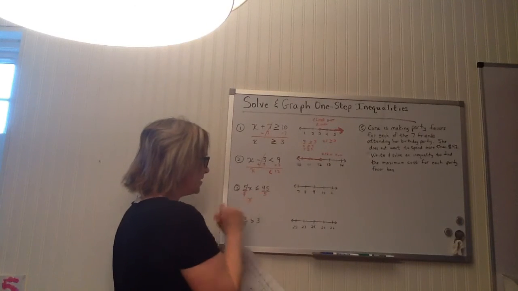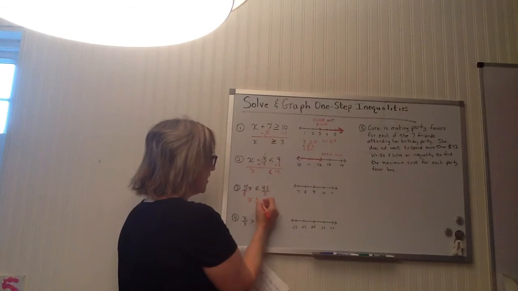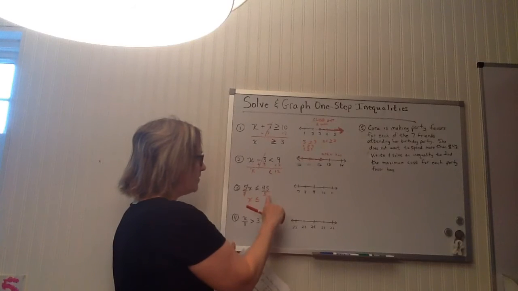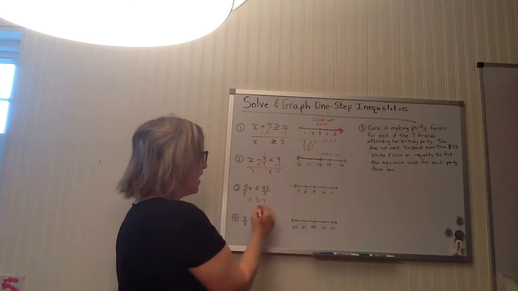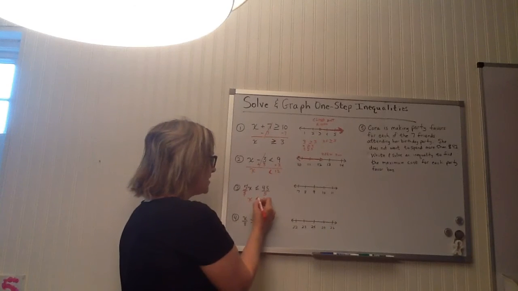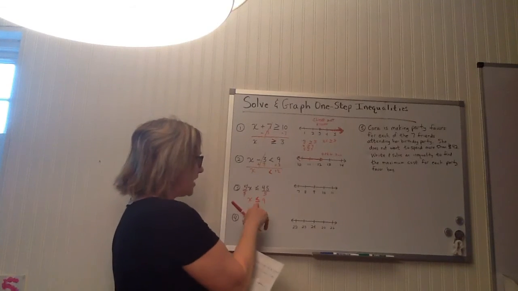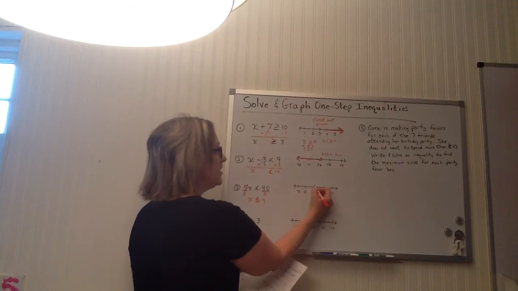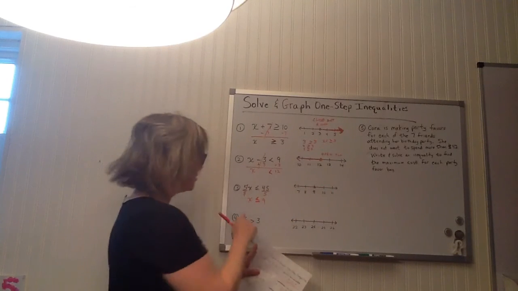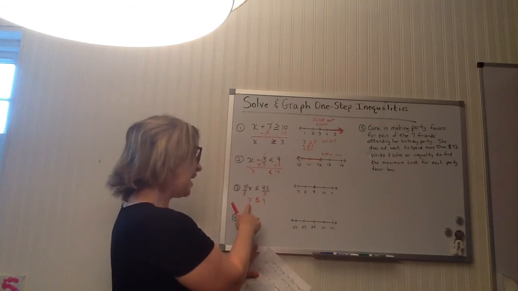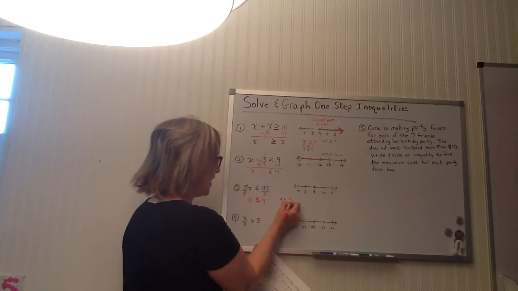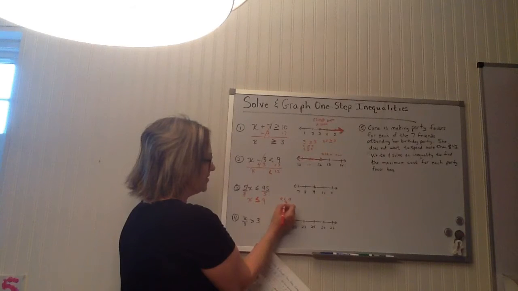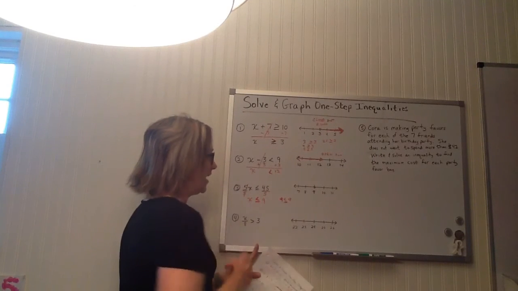That leaves x alone is less than or equal to 45 divided by 5, which is 9. So I'm going to look at my graph. I notice that it's less than or equal to, so that equal to part tells me 9 could be a possible solution here. X could be 9 because 9 is less than or equal to 9, and it fits that part of this symbol. 9 is equal to 9.